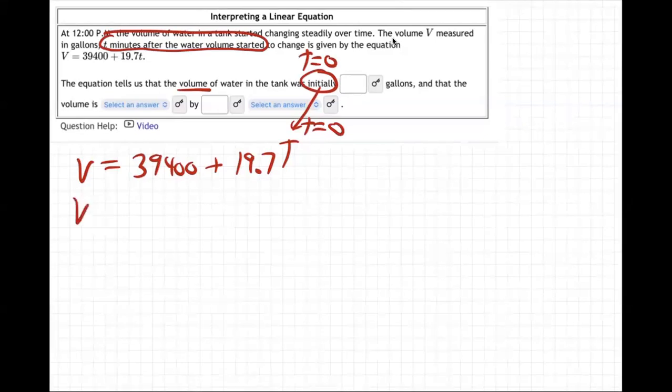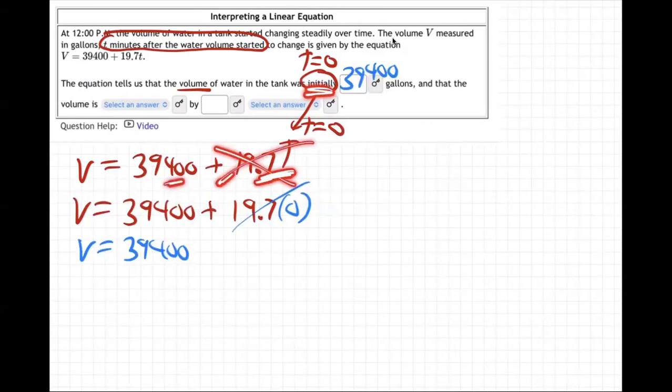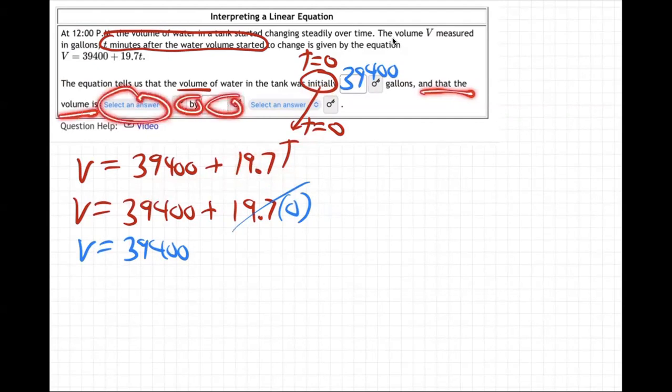So what do we get then? The volume will be 39,400 plus 19.7 times zero. That zeroes out. And down here the volume is 39,400. So that's our answer right here. So 39,400 is the initial volume, right? So basically it just ends up being this number that doesn't have the T, because when they say initially, they mean at time zero, which gets rid of that part. It's just the 39,400. And that the volume is blank by blank.